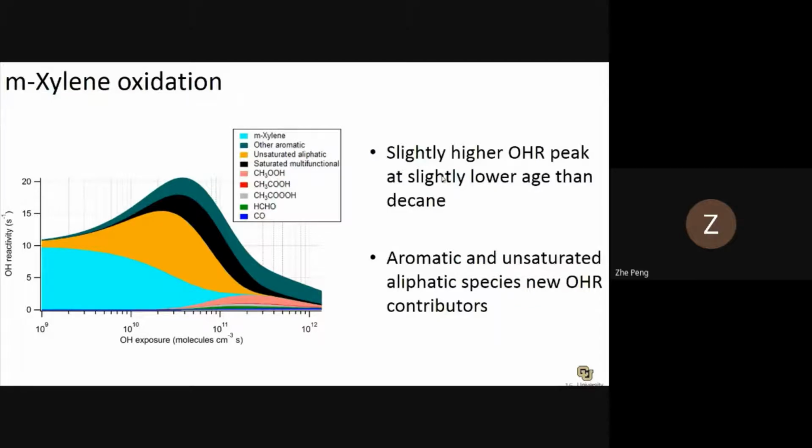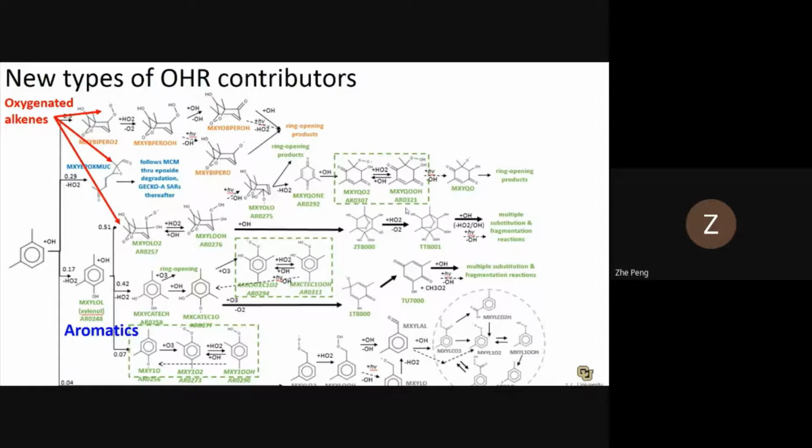And it has new types of OHR contributors, such as aromatic species and unsaturated aliphatic species. And the latter category is highly reactive. We can find in this scheme the channel for aromatics and oxygenated alkenes, which are unsaturated aliphatic species.